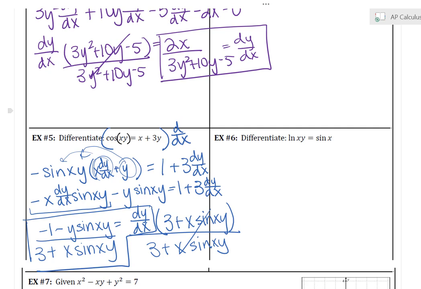I am going to throw in the math for example 4 and 6. I would encourage you to pause the video, try them on your own, and then check your work.